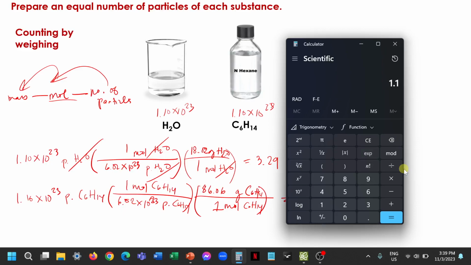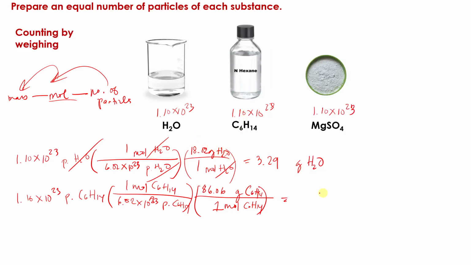Again, we have 1.10 times 10 to the power of 23 times 86.06, then divided by 6.02 times 10 to the power of 23. We have 15.7 grams of hexane.